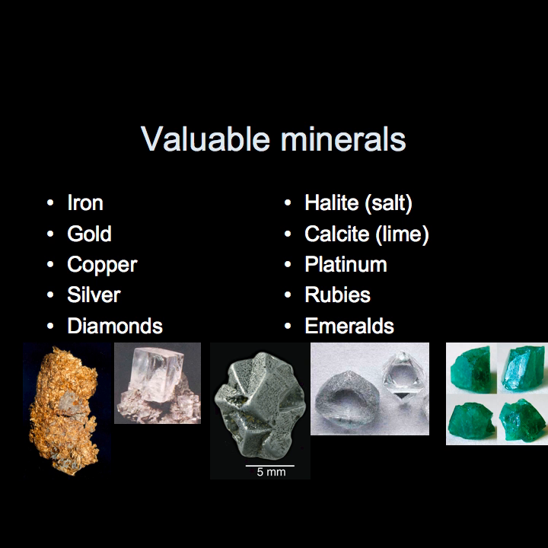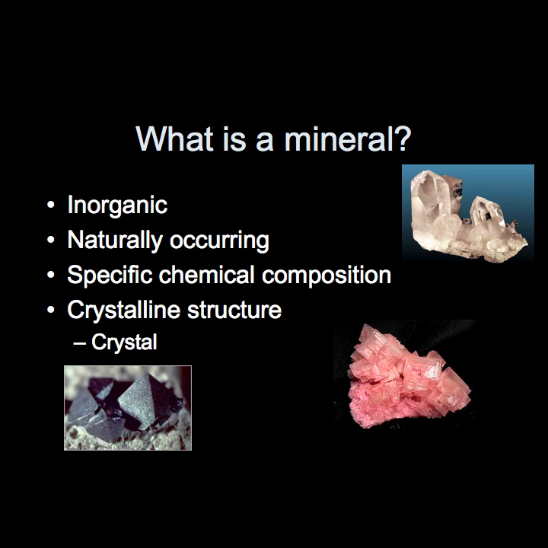Halite is rock salt. We use that on our roads in the wintertime. And then calcite is lime. We use that in agriculture often to change the soil to make the conditions better for growing crops.